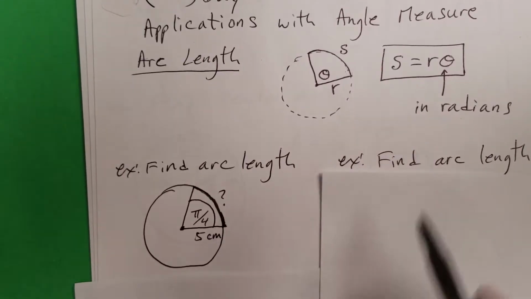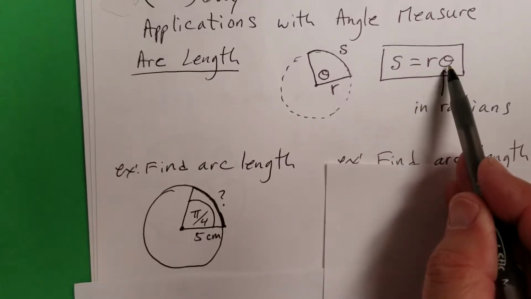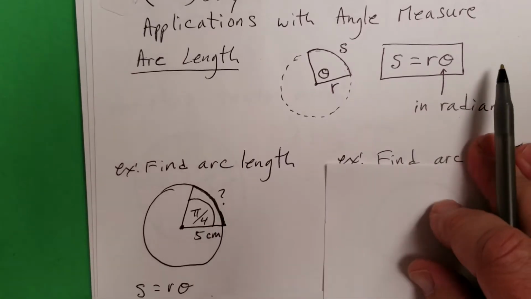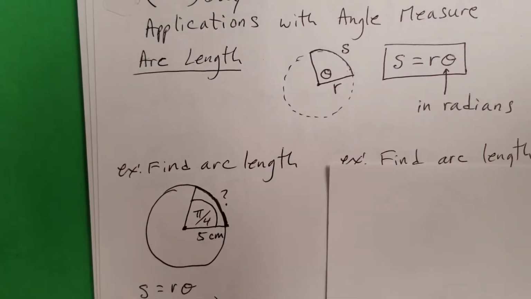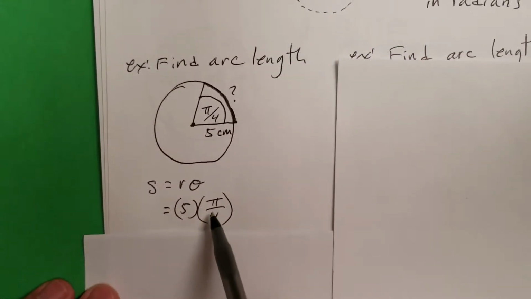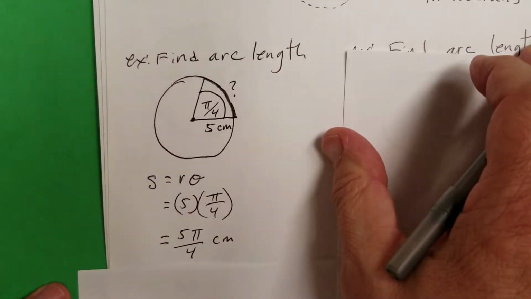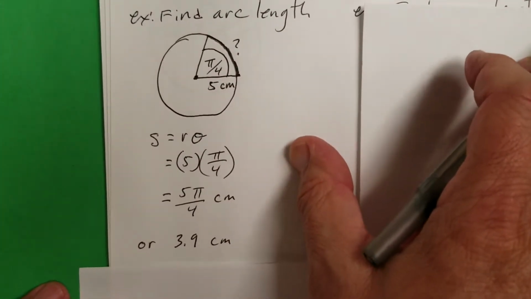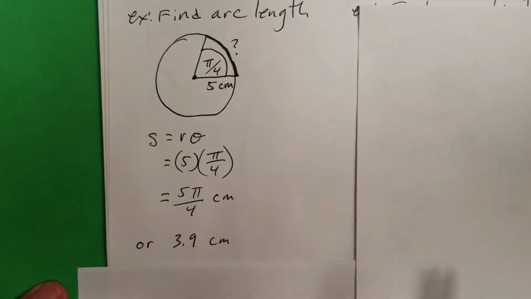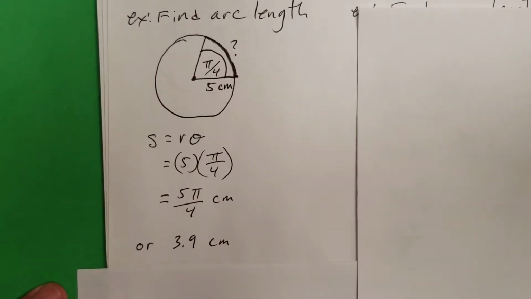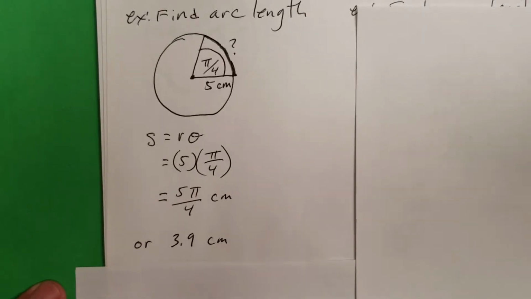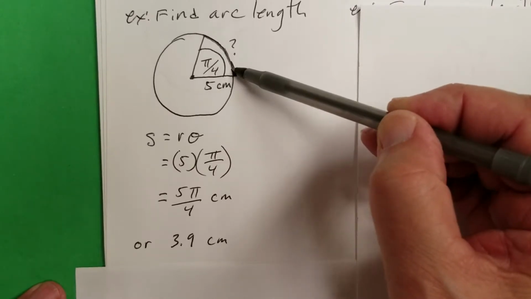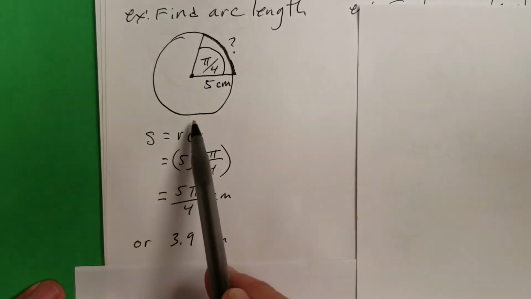Well, I have a formula. Put the radius here and the angle measurement here. And the angle measurement, by the way, is already in radians, so I don't need to switch it. So I go for it: 5 times pi over 4. Use the calculator. 5 pi over 4 centimeters. Or, if you change it to a decimal, it comes out to 3.9 centimeters. Oh, it's way shorter than 5, huh? Well, this is almost 4. So this arc length is 3.9 centimeters long. I found the arc length using the formula.